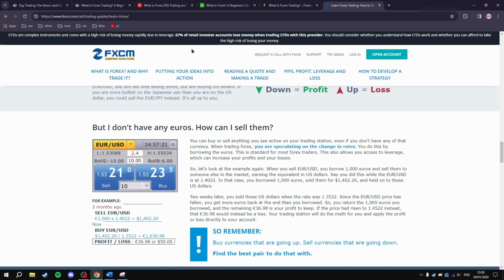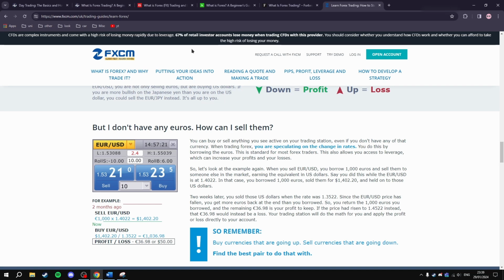So let's look at the example again. When you sell the EUR/USD, you borrow 1,000 euros and sell them to someone else in the market, earning the equivalent in dollars. Say you did this while EUR/USD is at 1.4022. In that case, you borrowed 1,000 euros, sold them for 1,402 dollars and 20 cents, and held on to these US dollars.